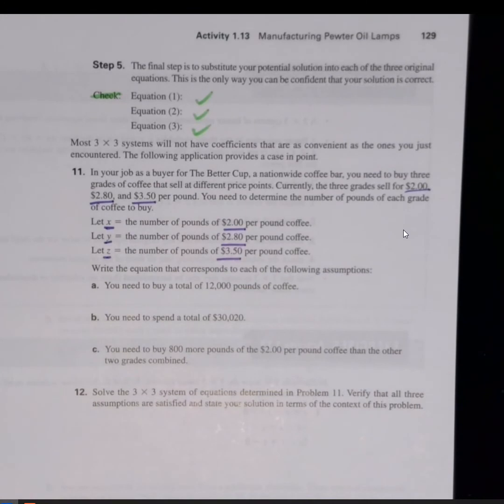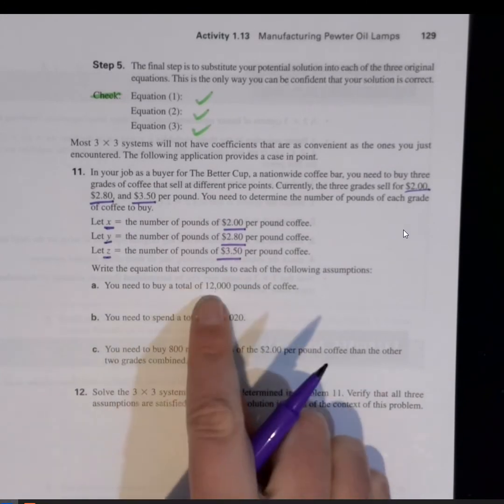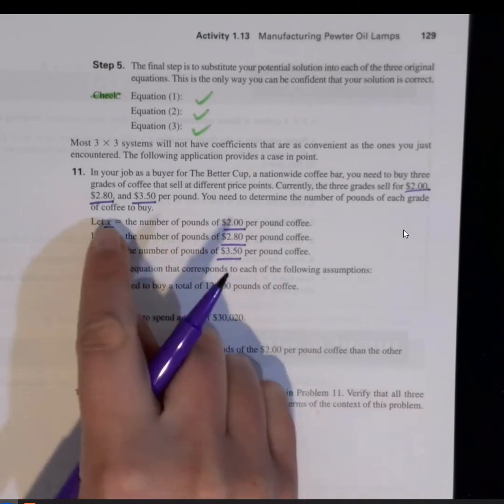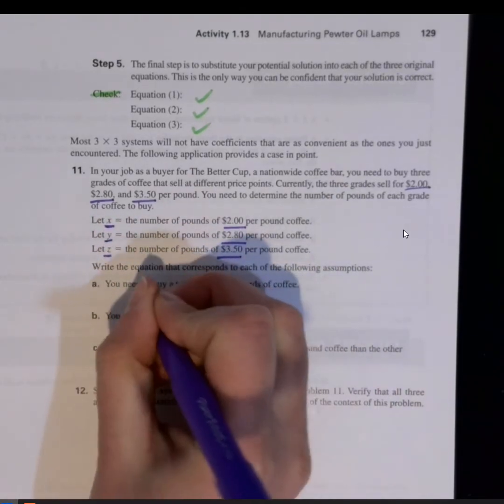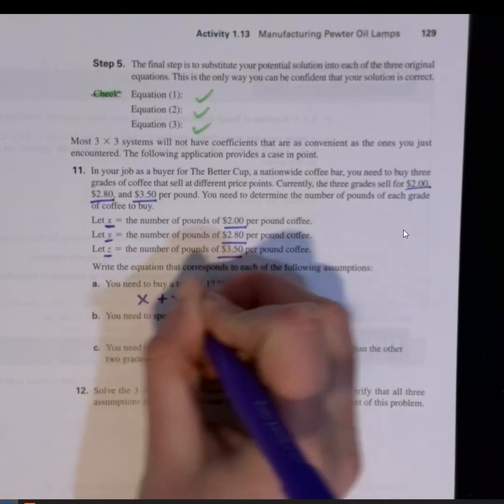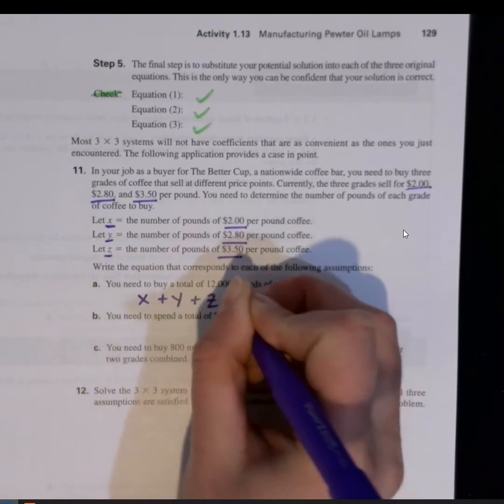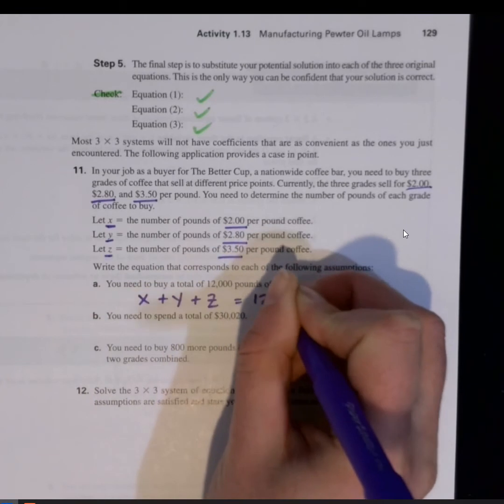Okay. I need to buy 12,000 pounds of coffee. And I'm going to buy X pounds of this, Y pounds of that, and Z pounds of that. So altogether, X plus Y plus Z, the weight of each of them, is going to add up to 12,000 pounds.